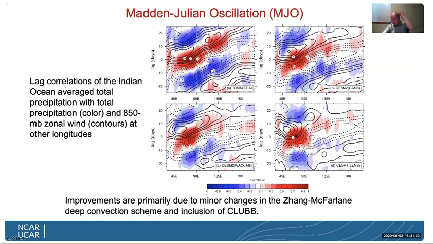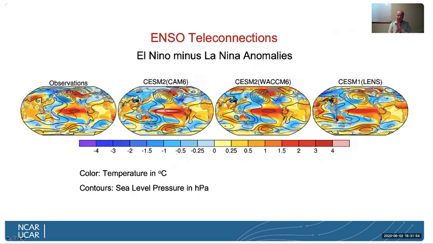In fact, if you look at CESM1, we were seeing an anomaly propagation in the Indian basin in the wrong direction. So atmospheric modelers were quite pleased to see these improvements. This is just to show you what we are getting in terms of ENSO.